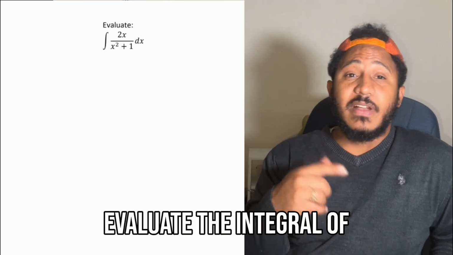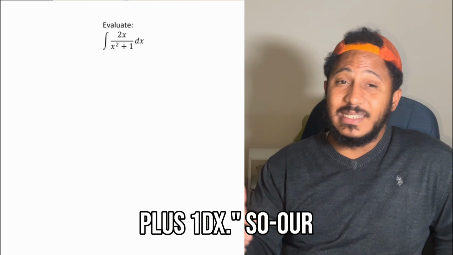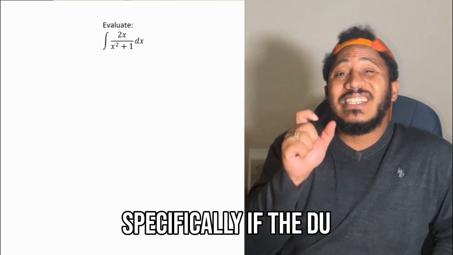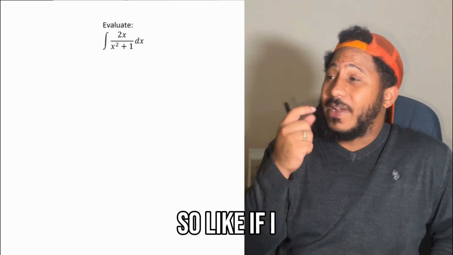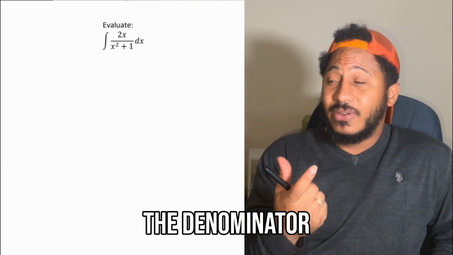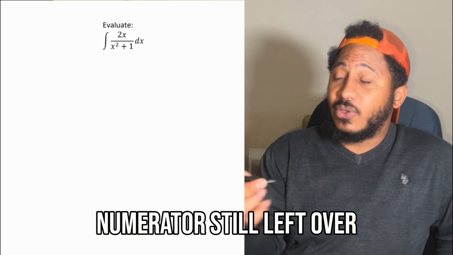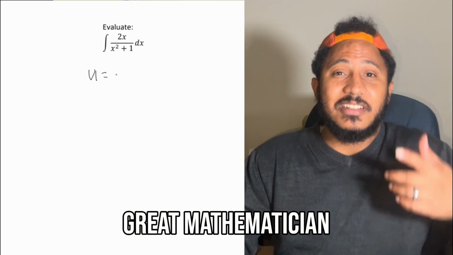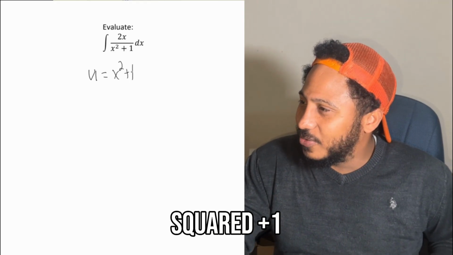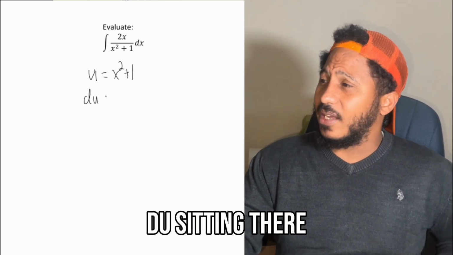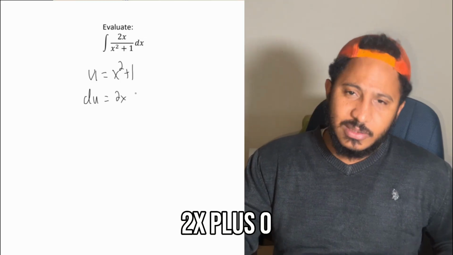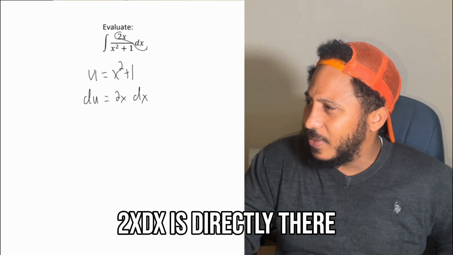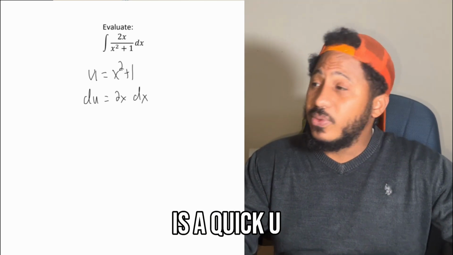So our Cal 2 problem here said evaluate the integral of 2x over x squared plus 1 dx. Our first attempt is always to look to see if there's a u sub, specifically if the du is in the problem. Like if I considered that u is the denominator, is du in the numerator still left over? Well, let's see. Let u be, other than a great mathematician, let u be x squared plus 1. Then is du sitting there? Well, the du would be 2x plus 0, so 2x dx. Well, that's already in the integrand. 2x dx is directly there. So we know this is a quick u sub type of problem, okay?